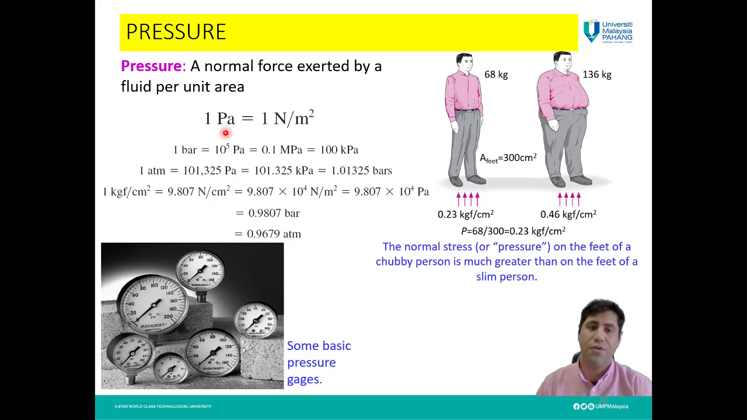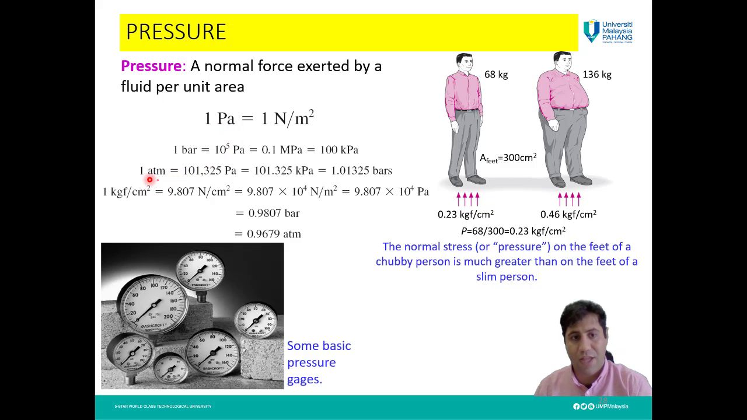The other units for pressure are bar, which is 10 to the power 5 Pascal, and megapascal, which is 10 to the power 6 Pascal. You can see the relationship between the bar and megapascal, and each bar is also 100 kilopascal. This is the relationship between different units of the pressure.